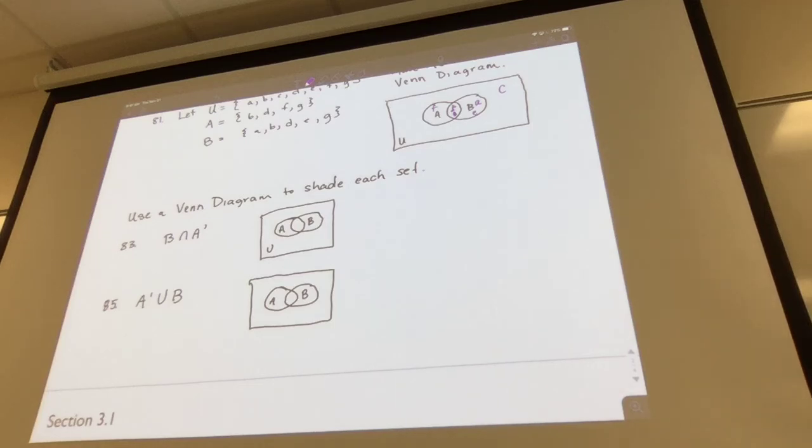One of the next things we have to do is use a diagram to shade each set. I'll give you just a second to sketch that out, and then we'll look at it.